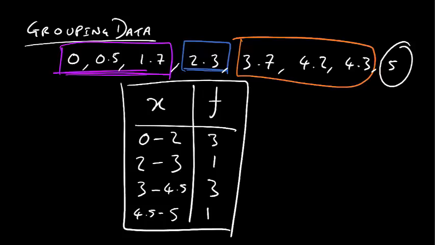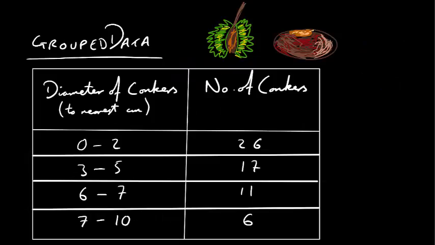So let's look at an example. So let's suppose I've gone out to the street and I've picked up some conkers. And I measured the diameter of those conkers, and I get them to the nearest centimetre. So I've represented it like this.